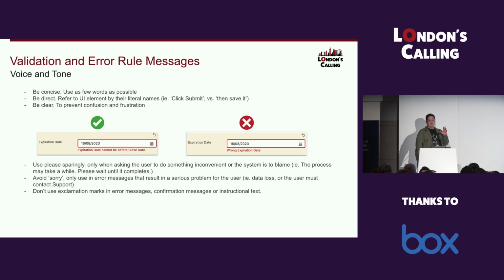Whenever you are working with your error messages, use please sparingly. Only when you're asking your users to do something that is inconvenient for them or the system is at fault. For example, the process may take a while, please wait until it completes. Avoid using sorry, and only use sorry in error messages that result in a serious problem for your user, such as having to contact you and ask for support. And don't use exclamation marks in error messages, confirmation messages, or instructional text either.